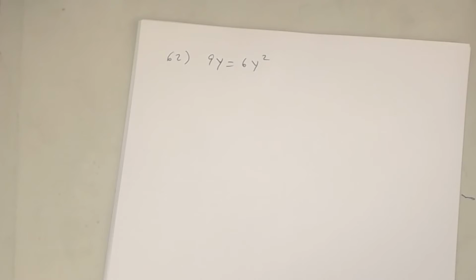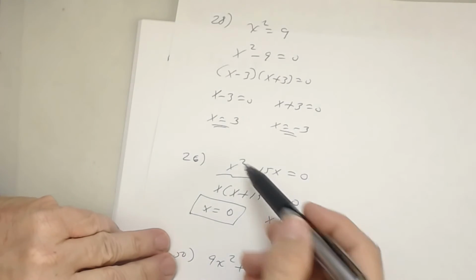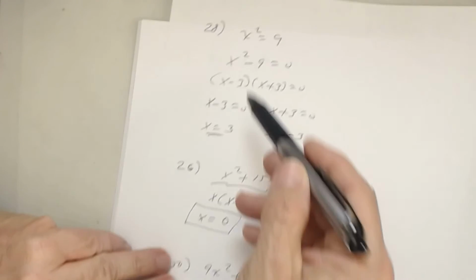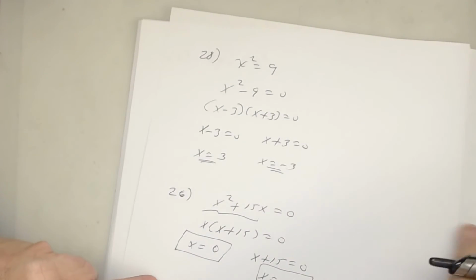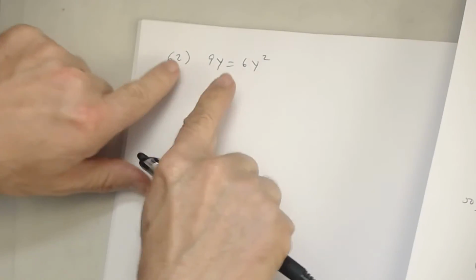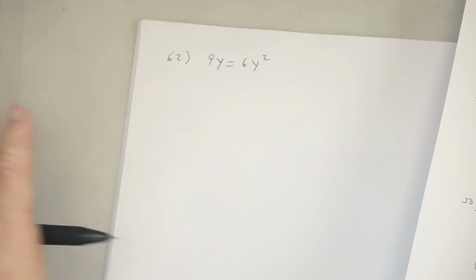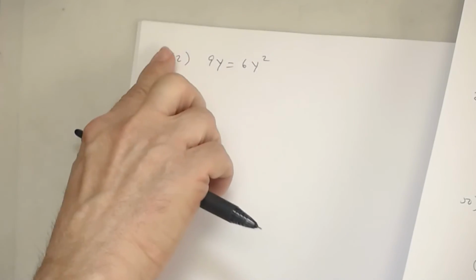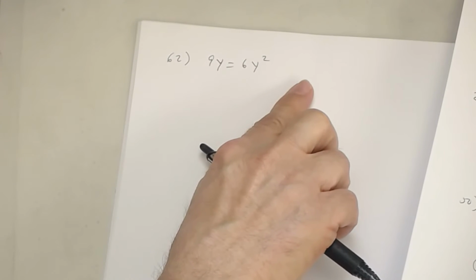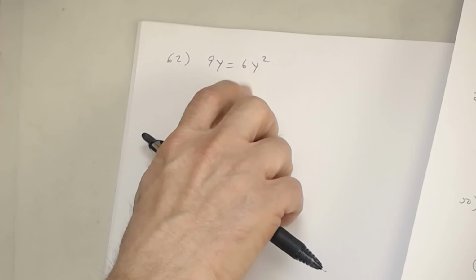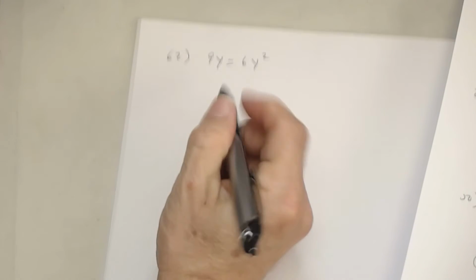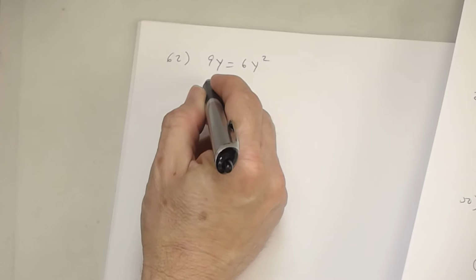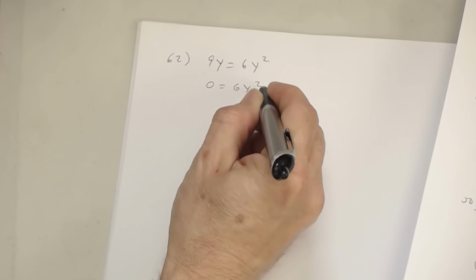All right, now let me just say this. When you put in descending order, it is very helpful. If you go back to all the problems we've done, the leading term, meaning the y squared or x squared term, had what kind of coefficient? In other words, positive or negative? Positive. So when you put this in standard form, do you want to bring the 6y squared to the left, or do you want to bring the 9y to the right? Because you want the squared term to have what kind of coefficient? Positive.